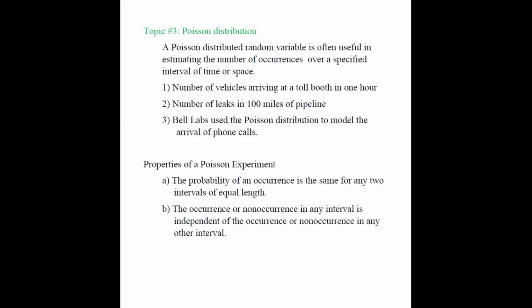Properties of a Poisson experiment. A: The probability of occurrence is the same for any two intervals of equal length. For example, this time period will be the same as the next 10 minutes period. B: The occurrence or non-occurrence in any interval is independent of the occurrence or non-occurrence in any other interval.